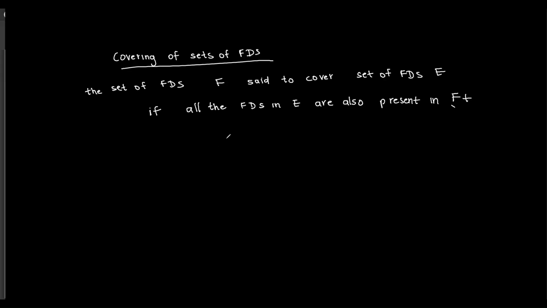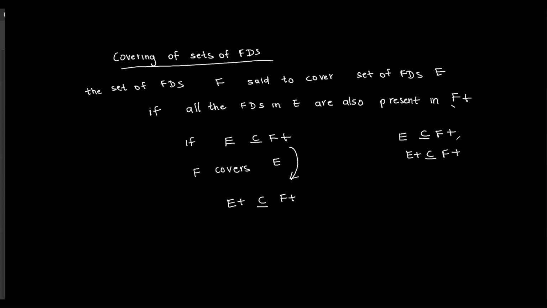Well, we can say if E is a subset of F plus, we can say F covers E. What we can derive from this is E plus is also a subset of, it can be a subset or equal to F plus. This is the possibility. So if E is a subset of F plus, you can say E plus can also be a subset of F plus. This is what we are learning. Well, how did this come?